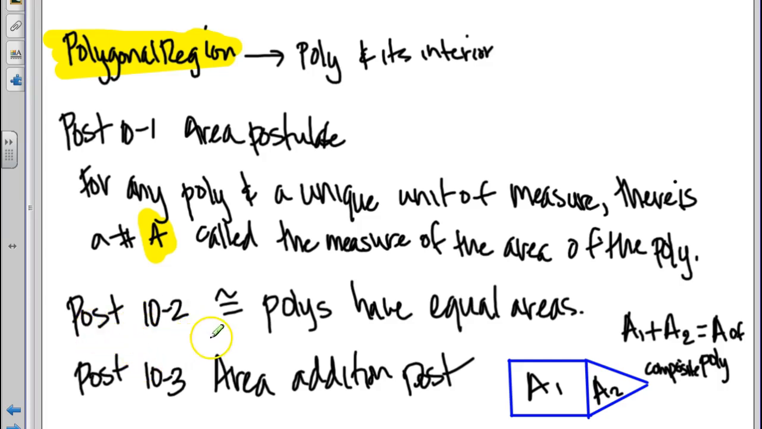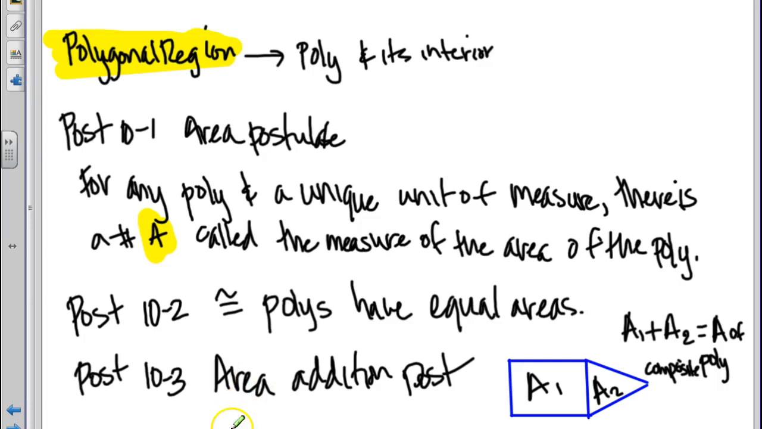Postulate 10.2 says congruent polygons have equal measures. So if I draw a polygon, let's say I put it on dot paper, and then I translate it, rotate it, flip it, whatever you want to do to it, but I keep its shape, it has the same area. The translation, rotation, reflection, whatever transformation happens, the polygons don't change in area. They still have the same area.